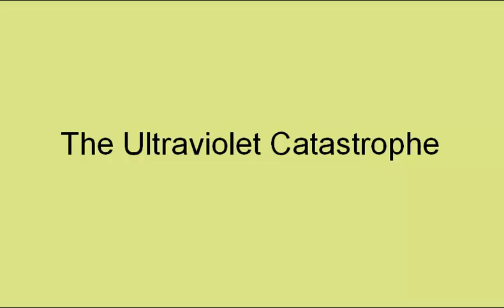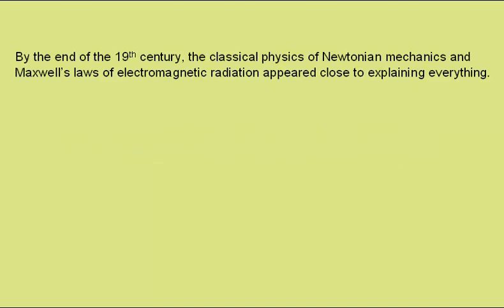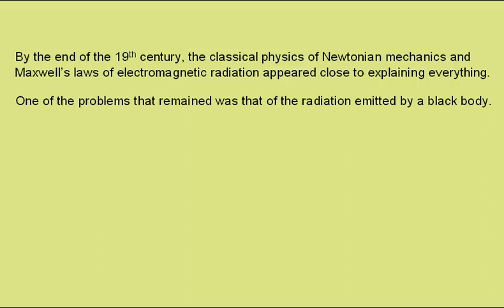The ultraviolet catastrophe. By the end of the 19th century, the classical physics of Newtonian mechanics and James Clerk Maxwell's laws of electromagnetic radiation appeared close to explaining everything. One of the problems that remained was that of the radiation emitted by a black body.